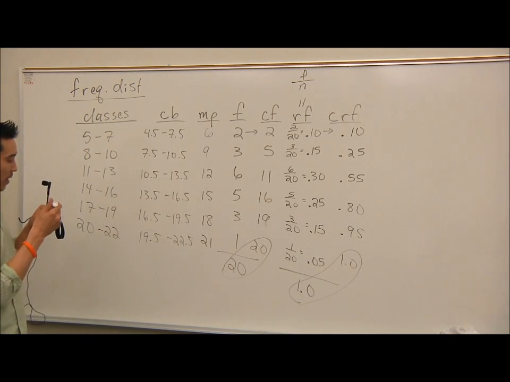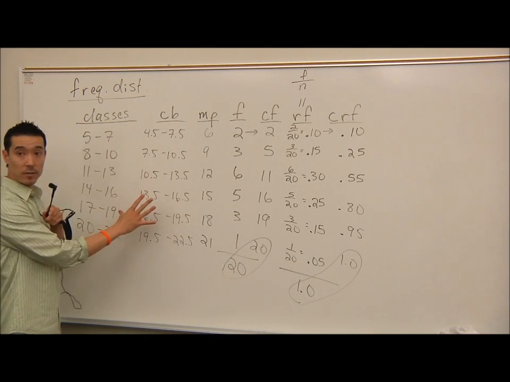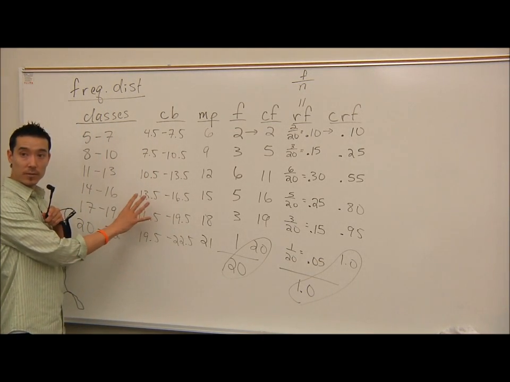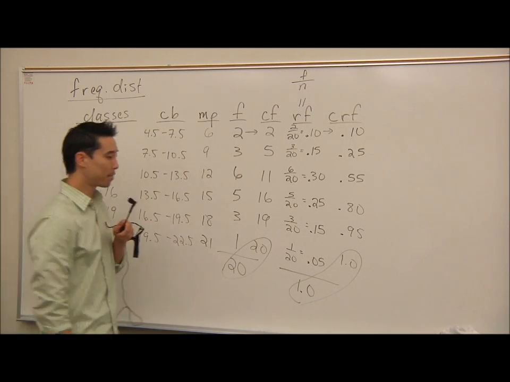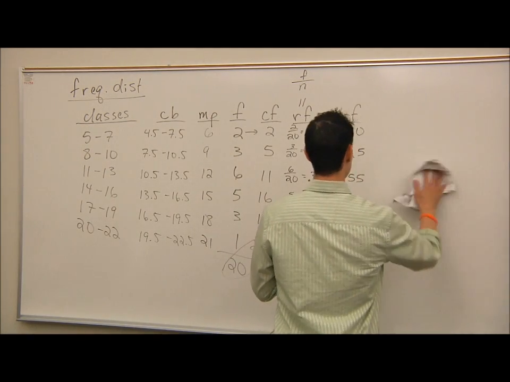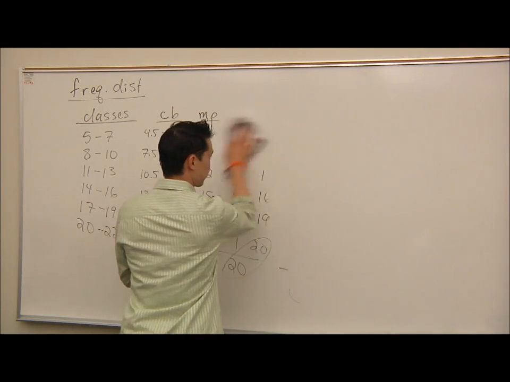So what we want to do now is we want to move into graphs. So we're going to take information from our frequency distribution table, and we're going to construct graphs using this information. Okay. There are 3 graphs that I want you guys to know. And so we'll do an example of each.